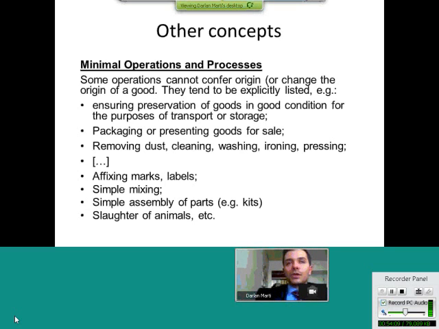Another concept related to rules of origin, which is quite important, is that of minimal operation. Here the idea is that agreements will list certain processes which in any case will never change the origin of goods. So these are things like affixing labels, simple mixing, simply assembling parts, slaughtering of animals, packaging or presenting goods for sale, preserving the goods for their transportation, and so on and so forth. You really have to check each of the agreements to see what these processes are, but they could have an impact on the origin of your goods, depending on what activities your firm concentrates on.